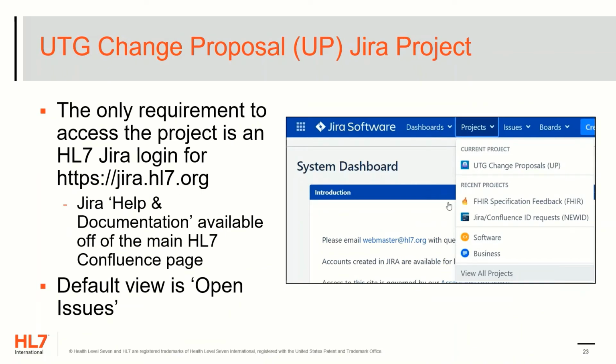The vocabulary issues and change proposals are all entered and managed within the HL7 Jira environment, and more specifically in the UTG Change Proposal, or UP project. Each set of HL7 terminology change proposals are managed as a single Jira issue, or ticket. The only requirement to view the vocabulary tickets is a Jira login, which HL7 members should already have.